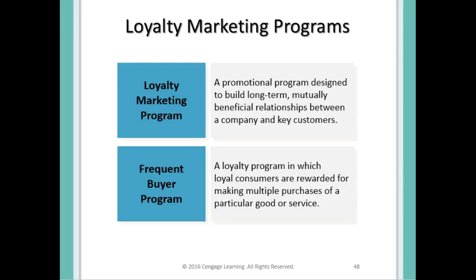Okay, you have loyalty marketing programs. These are the ones that reward customers for making multiple purchases. The objective of loyalty marketing programs is to build that long-term, mutually beneficial relationship between you, the company, and your key customers. The frequent buyer program is when customers are rewarded for purchasing the same or a very similar product over and over again. They're sticking with that one individual. They're frequently buying that one product.